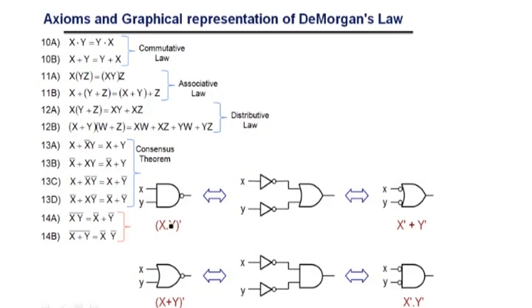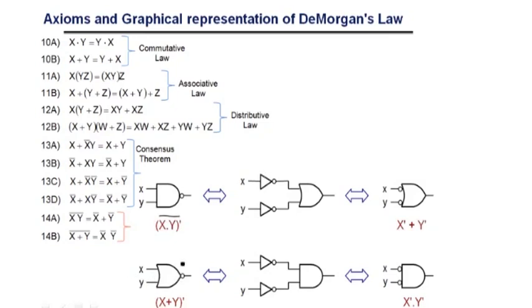If you take the complement of the two variables x dot y, the whole complement, which you can also represent with a dash, this is equivalent to this. So break the line and change the sign, and we will be having x bar plus y bar.